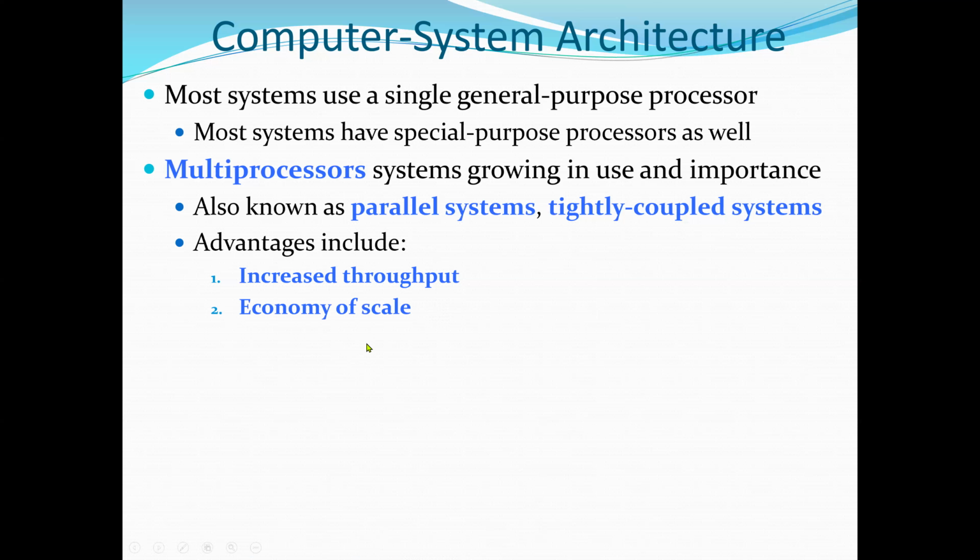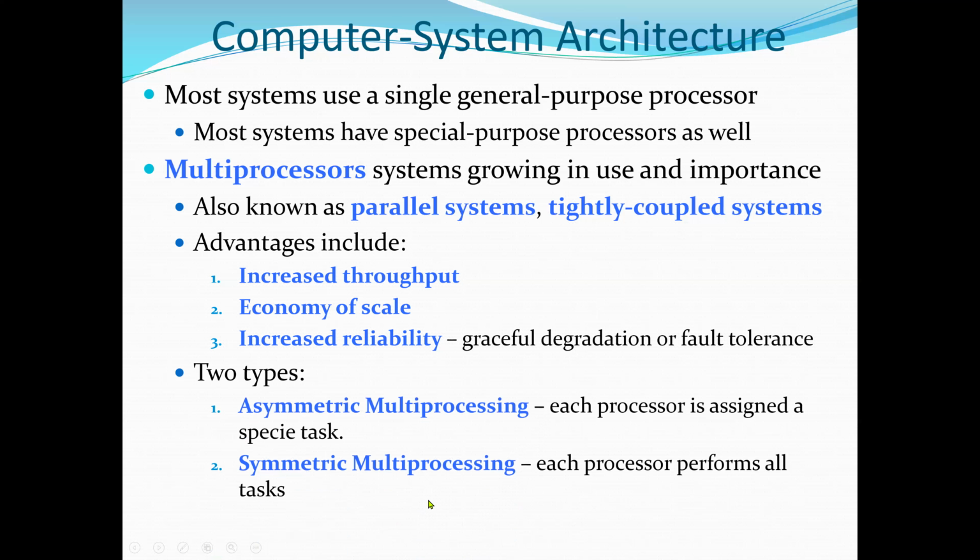Also, the economy of scale will be another advantage. Also, increased reliability, so there will be a graceful degradation or fault tolerance. That will be the benefit of this model, multiprocessors. Many processes can run simultaneously, as we said earlier. Let's say if it's n processors, then we may do n jobs at the same time.